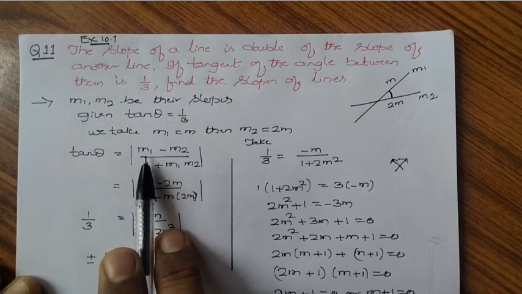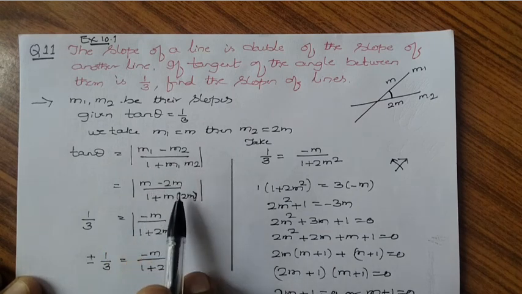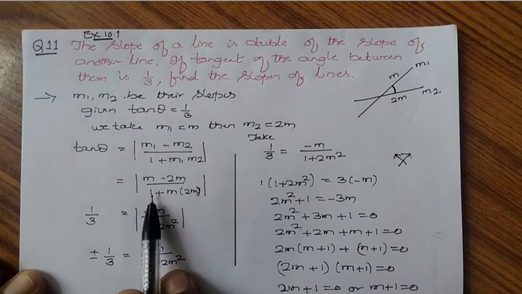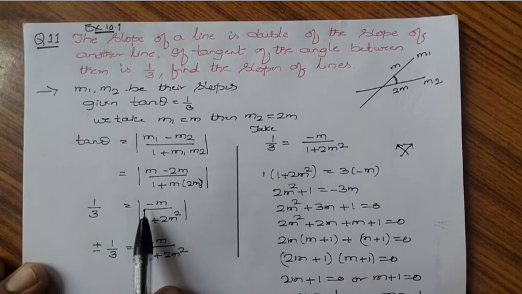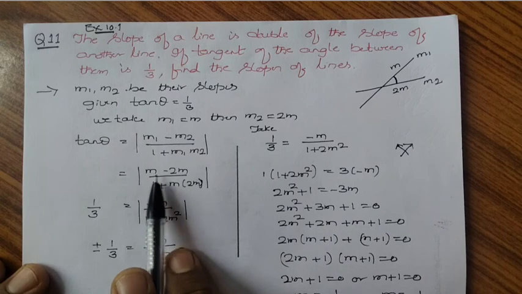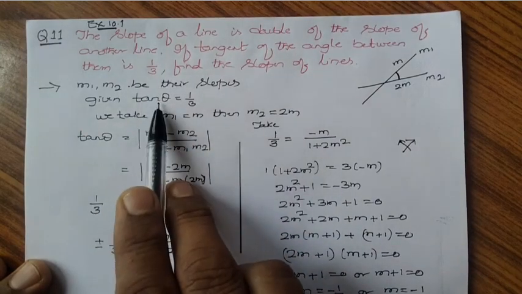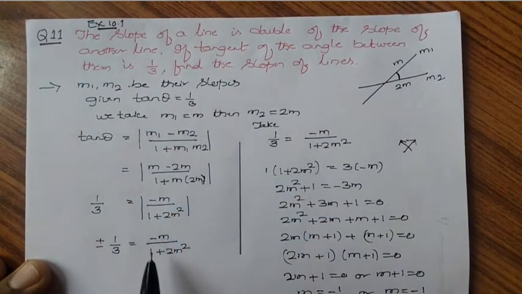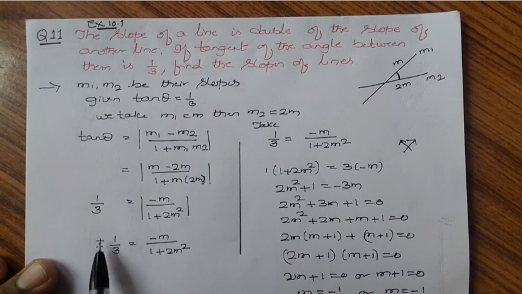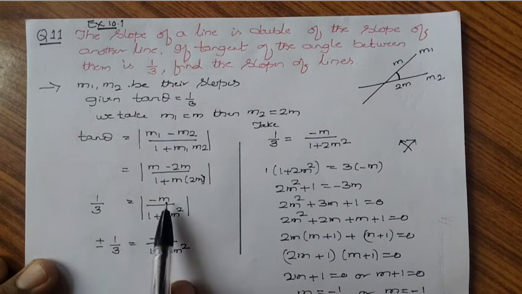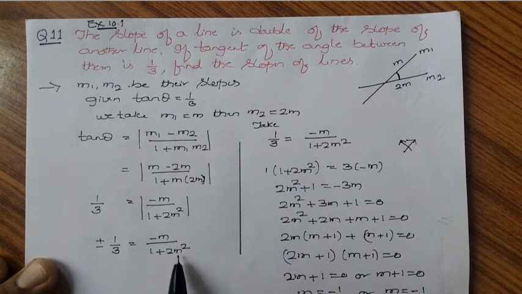Then we substitute m in place of m1 and 2m in place of m2. So m minus 2m over 1 plus m into 2m. That is equal to m minus 2m gives minus m, divided by 1 plus 2m into m, which is 2m square. Here, given tan theta equals 1 by 3, I have written here. Next, on removing the modulus sign, we get plus or minus sign. You write plus or minus 1 by 3 equals, as it is inside the modulus sign, minus m divided by 1 plus 2m square.